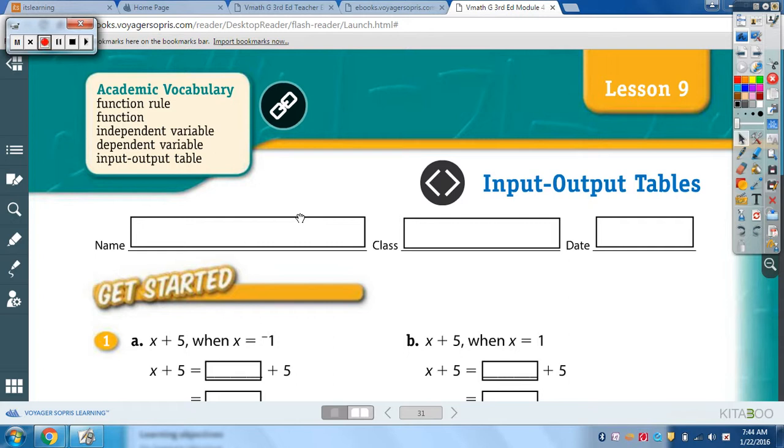Independent variable. An independent variable is a variable that represents the input value. The dependent variable is the variable that represents the output value. An input-output table is a table that shows how an input value x is paired with an output value y. So let's get started. We are on Module 4, Lesson 9, which is page 31 in your student books.